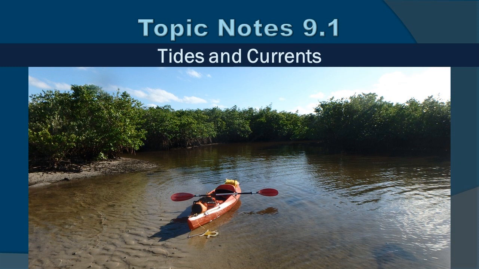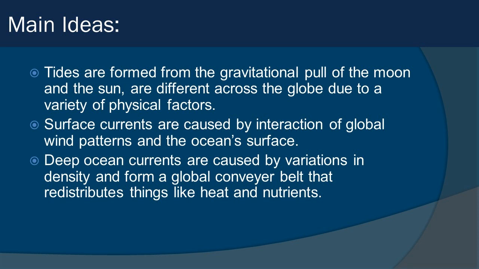So today we're going to talk all about tides, and of course we're also going to add on currents. So here are your big ideas for this note set. First of all, tides are formed from the gravitational pull of the moon and the sun and are different across the globe due to a variety of physical factors. Then moving on to currents, surface currents are caused by the interaction of global wind patterns and the ocean's surface. Deep water currents are caused by variations in density and form a global conveyor belt that redistributes things like heat and nutrients.